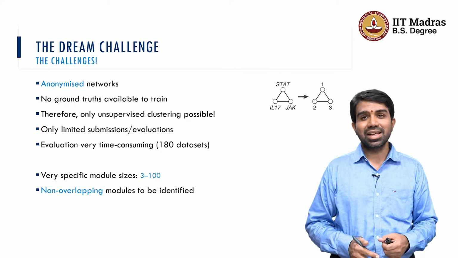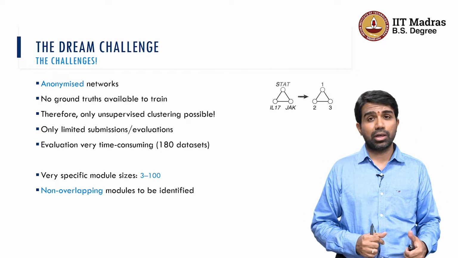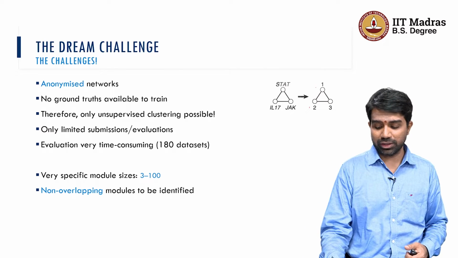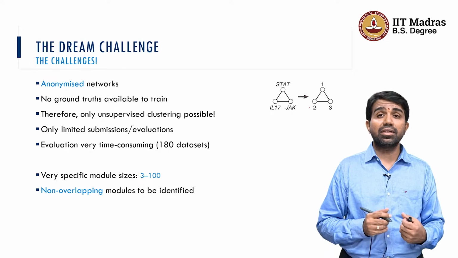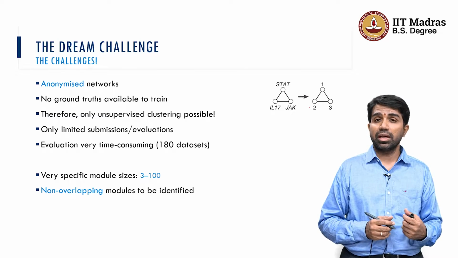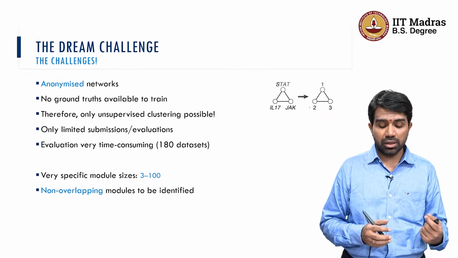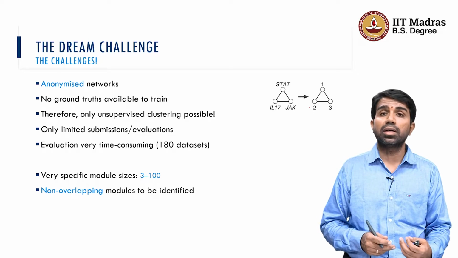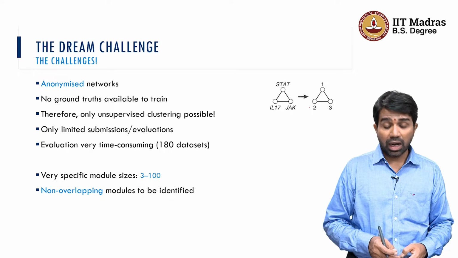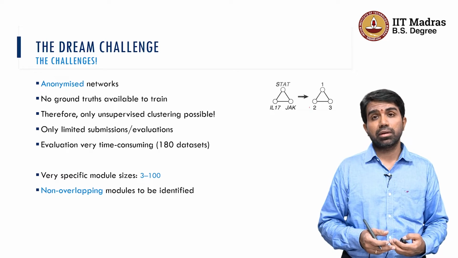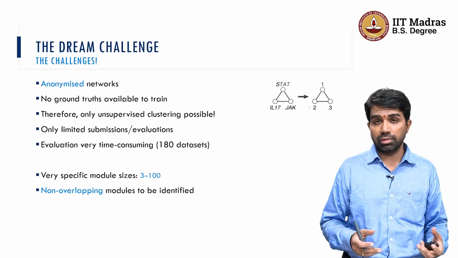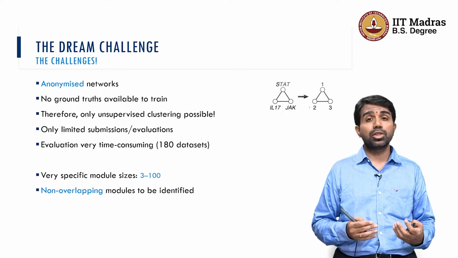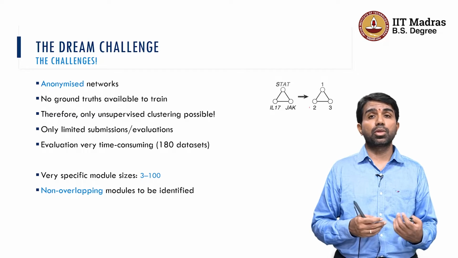What were the challenges? The first challenge was that we had anonymized networks, meaning we just had node labels 1, 2, 3. I had no idea what protein this was, so I couldn't use any other biological information or any information from another database to predict if this protein is going to be involved in disease or not. And there were no ground truths available to train, meaning we didn't know what would be a correct module or a wrong module. So we had to only do unsupervised clustering.